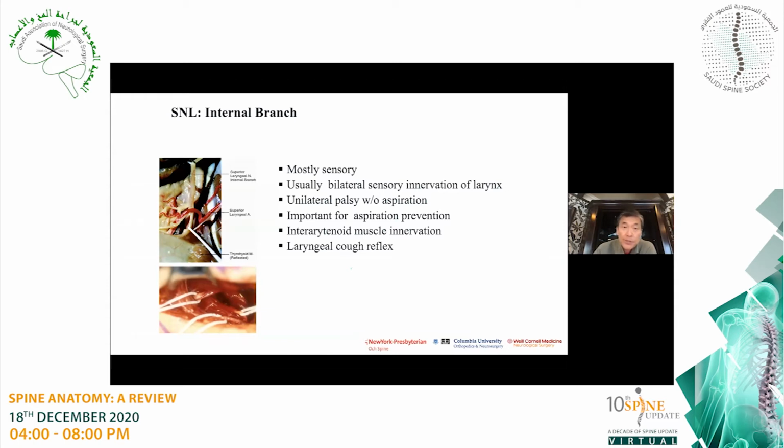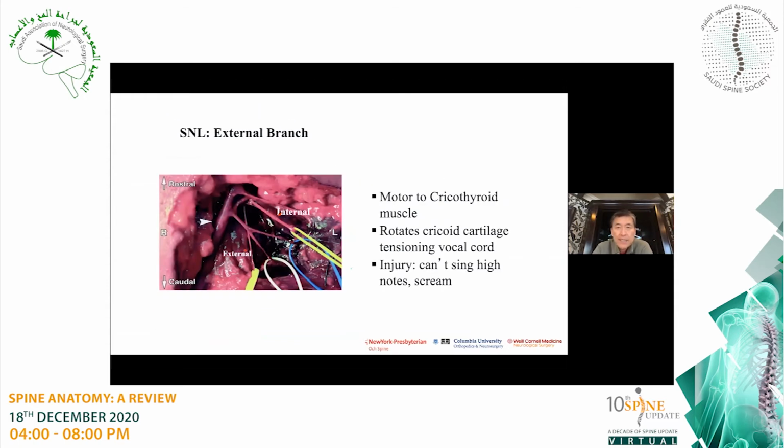There's also an external branch, and that's what you tense when you tense the cricothyroid muscle, and that's what allows you to scream and sing high notes. And so that's the external branch to the motor aspect of the cricothyroid muscle. So that is what you have injured if you cannot sing high notes, but can otherwise have a reasonable voice.